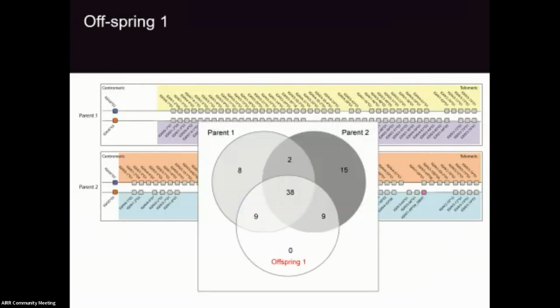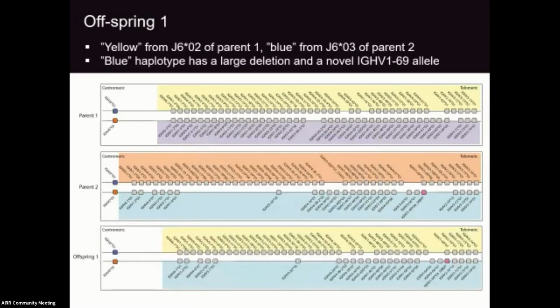So when we looked at the offspring, we first do a sanity check to see that the offspring doesn't have any alleles that are not coming from either of the parents. And that was the case. And then we looked at the genotype of the child. And in this case, it's clear that the offspring had inherited the yellow chromosome from parent 1 and the blue from parent 2. So that was all expected or easy to interpret.